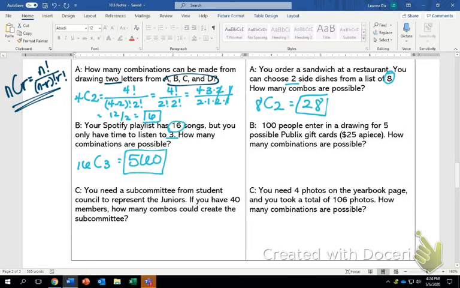Letter B: 100 people enter in a drawing for 5 possible Publix gift cards, $25 apiece. How many combinations are possible? Okay, so again, we have the same gift every time if you are drawn for this raffle. So in this case, order doesn't matter. The prize is exactly the same no matter which order you're called in. Because the prizes are all the same, this is going to be a combination. It'll be 100 combination 5. Plug it in the calculator and you get 75,287,520 combinations.